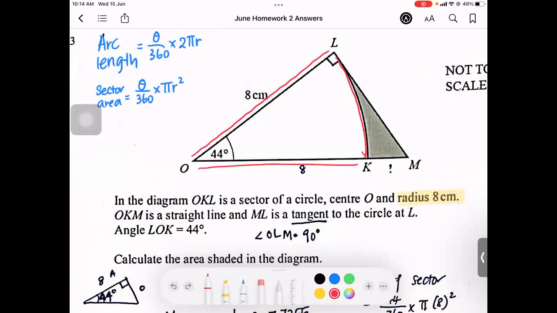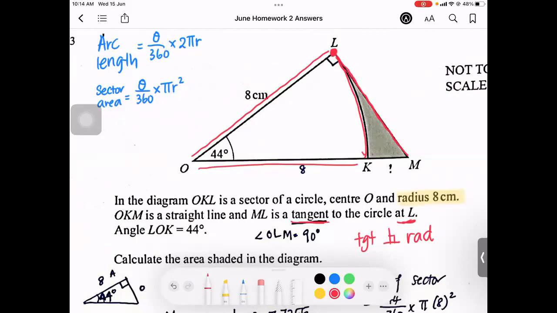Okay. Next one, they say OKM is a straight line. ML is tangent to the circle at L. First keyword, tangent. Tangent is perpendicular to my radius, a circle property. It looks like it's not important, that it never comes out, but it tests your concept understanding here. So this is a tangent, perpendicular to the radius.